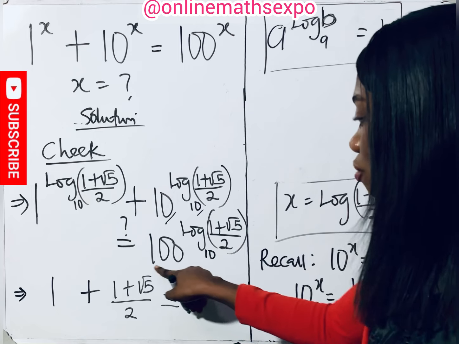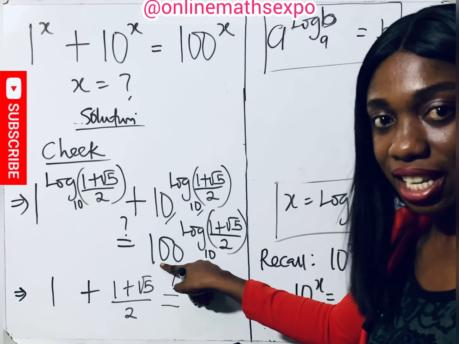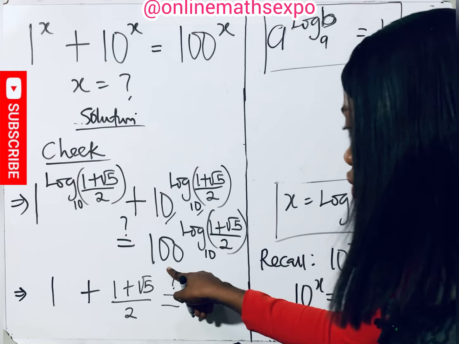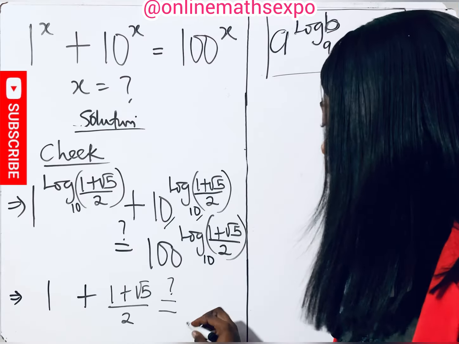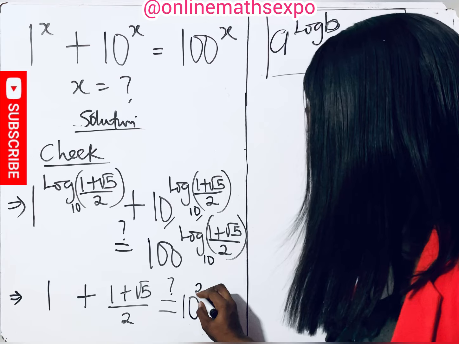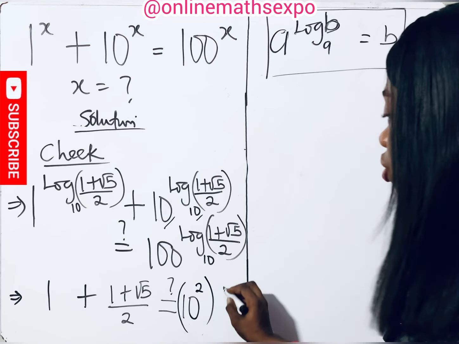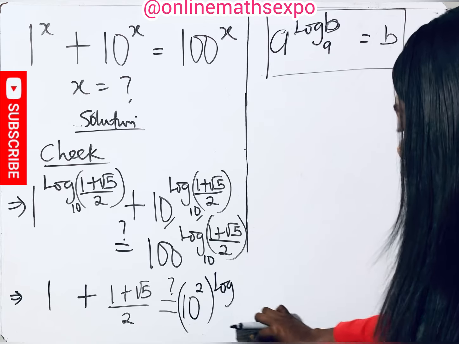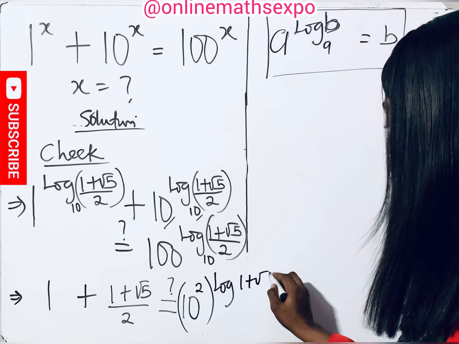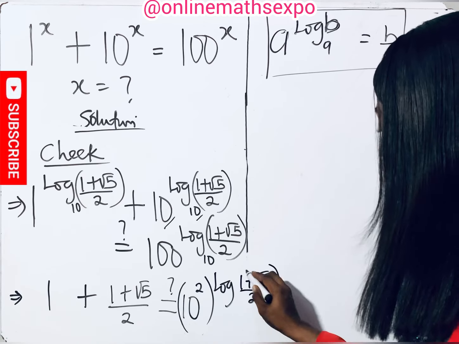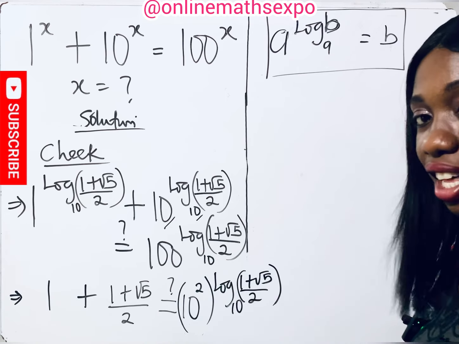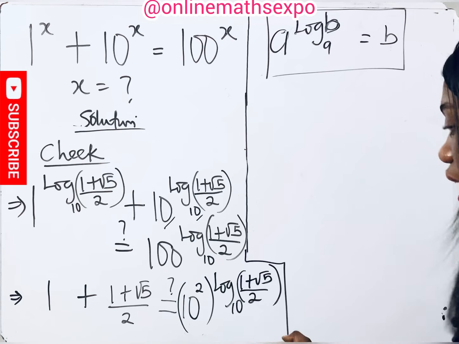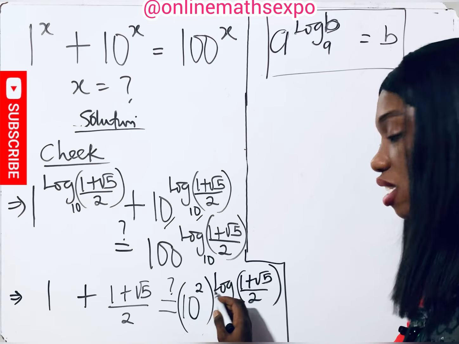For this side, you observe what we have as the base is 100. Now what do you do to this? For this, we are going to simplify, knowing fully well that 100 is the same as 10 to the power of 2, then raised to the power of log of (1 plus root 5) divided by 2, base 10. Did you see that? Now from this point, what do you do? Just also know that this 2 multiplies this log.